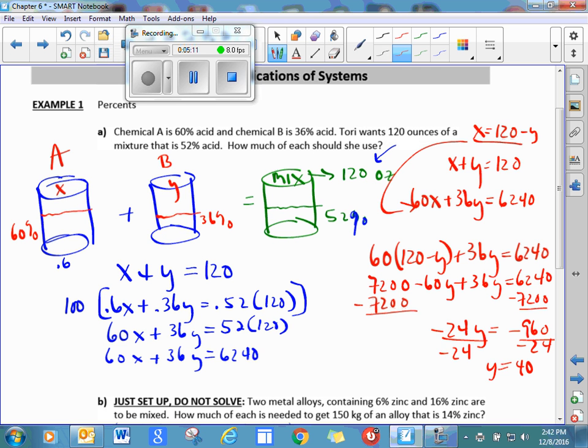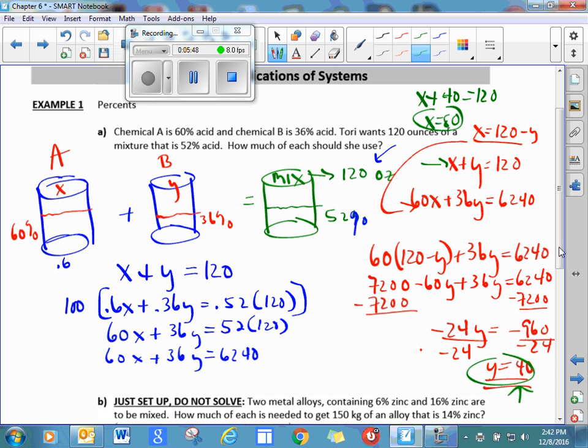Now, obviously, if you get a negative answer for either x or y, you've done something wrong, because there are not negative ounces of liquid in these containers. So now all we have to do is go back and figure out what x is going to be. So we go back up to our two original equations, and obviously this one's much easier to plug into. So we have x plus 40, which is what y is, equaling 120, and x would be 80. So our answers are x is 80 and y is 40 ounces.